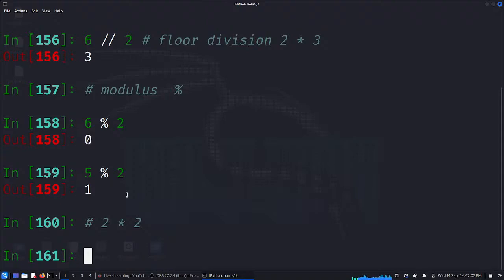So these are the things we have: plus, minus, star. Before that we have division, and we have percentage, the floor division, and the modulus, the remainder. So these are the basic arithmetic operators that are available in Python. They are very simple and straightforward to use.